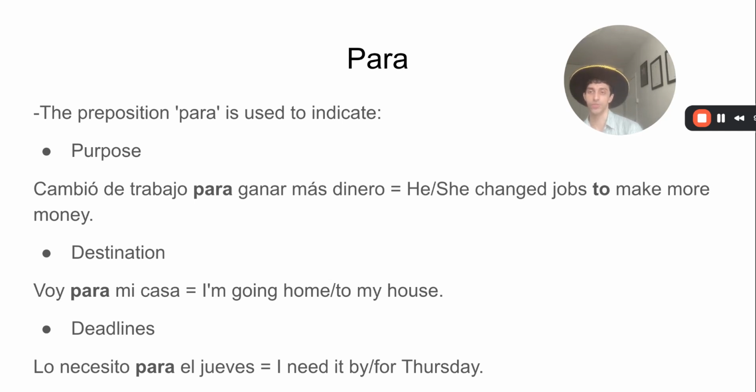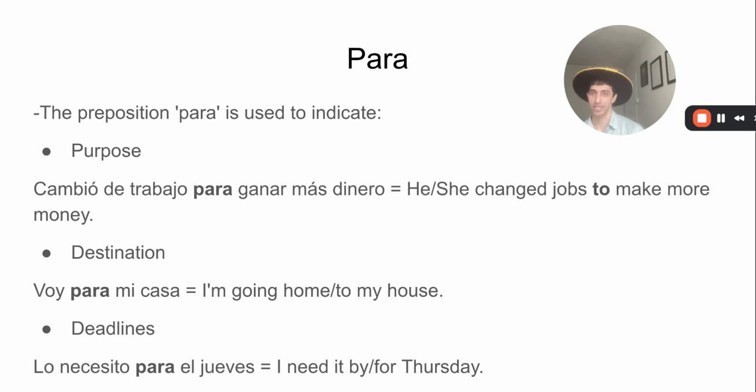Para, unlike por, is used to indicate purpose. For instance, cambió de trabajo para ganar más dinero. He or she changed jobs to make more money. So para here means to, or in order to. In this example, para followed by an infinitive of a verb to express in order to or so that is pretty common in Spanish as well. And the reason why para is used is because there's a purpose here. He changed jobs with the intention, with the purpose, the aim or objective of making more money. So that's why we use para rather than por.